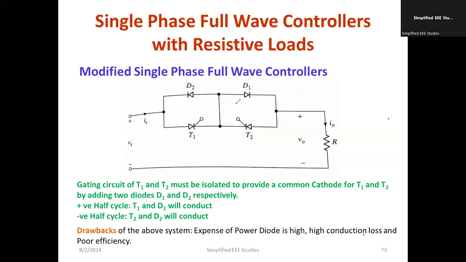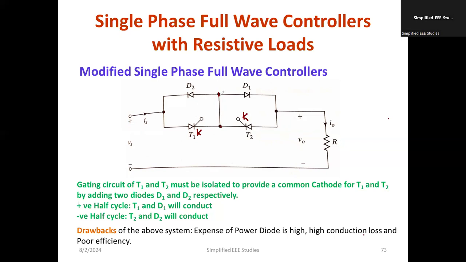Common gate. You are going to provide the common gate like this. See, common cathode, not common gate, common cathode. Look at this: this is the cathode of thyristor 1, and this is the cathode of thyristor 2. So here we are going to provide the common cathode in such a way that you are protecting the gating circuit against the high power level circuit, right? So common cathode is provided.